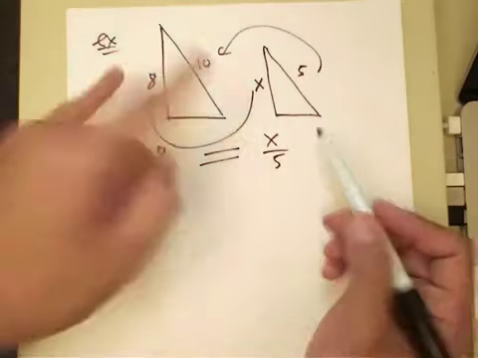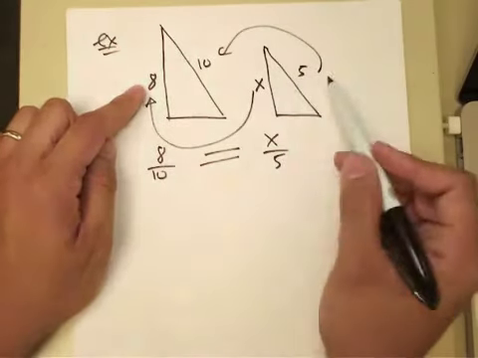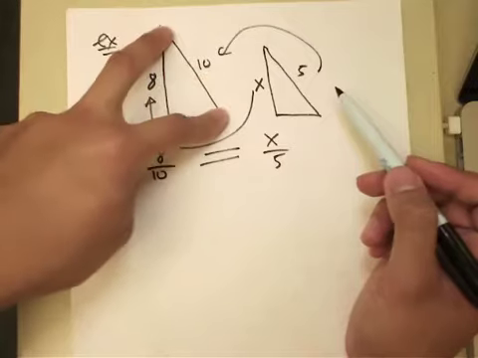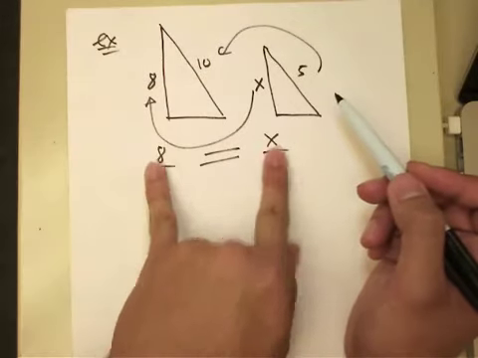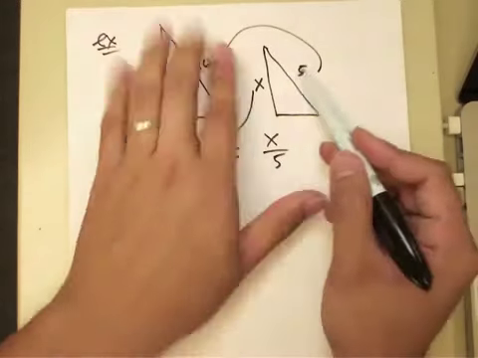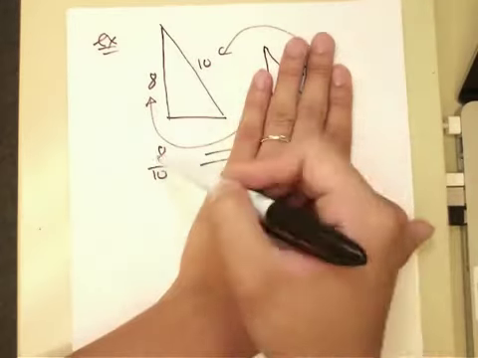You can't mix and match. You can't say, I'm going to take the 8 and match it up with the 5, and the 10 with x. That won't work because this side is not the same as that side. They have to be the same. So 8 and x corresponding, 5 and 10 corresponding. Everything from the small triangle has to be on the same side, and everything from the big triangle on the same side as well.